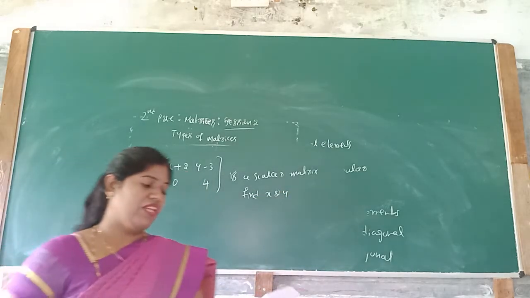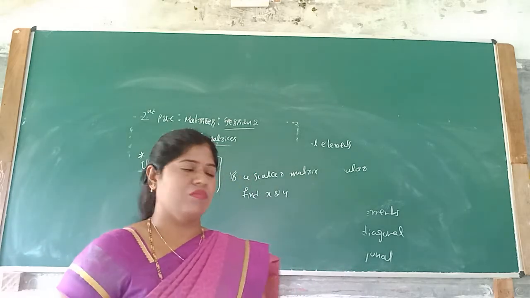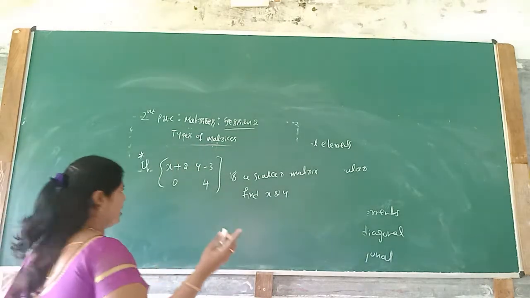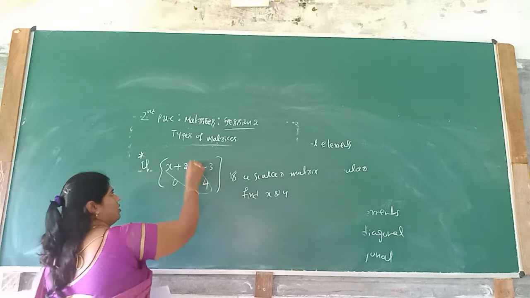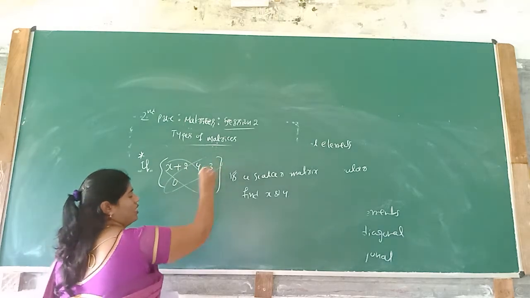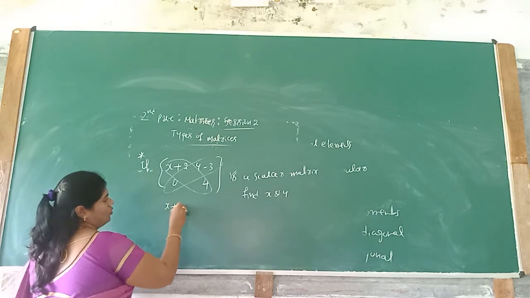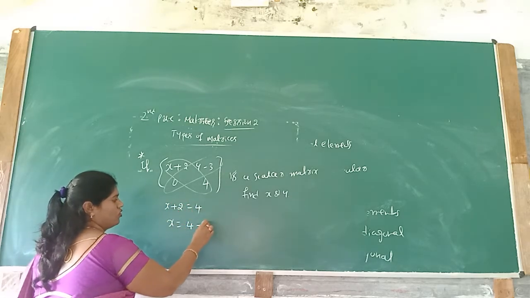So what is the definition of the scalar matrix? The diagonals are the same? No. The diagonals should be same. So according to that scalar definition, what are the diagonals here? These are the diagonals and these are the non-diagonals. The diagonals should be same. So x plus 2 is equal to 4. x is equal to 4 minus 2.